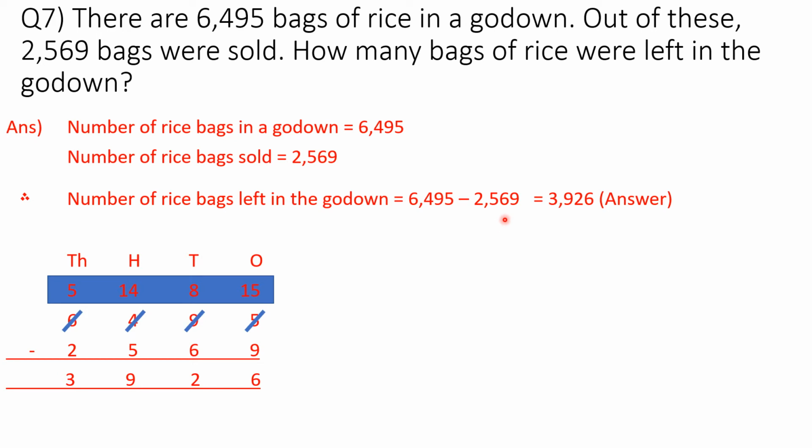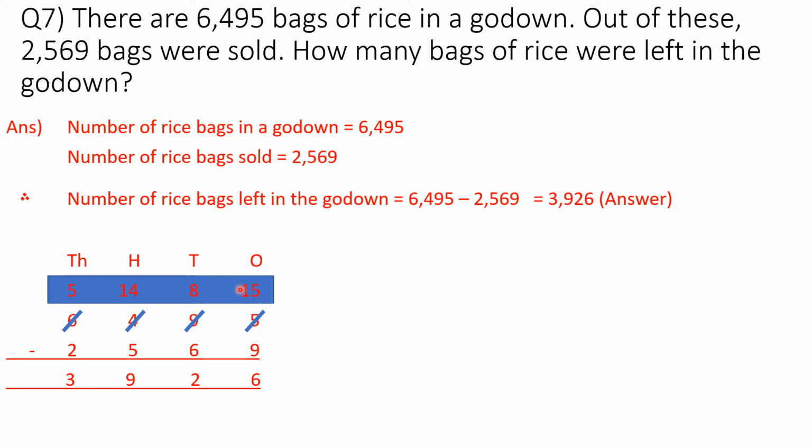Now write the next number 2,569. So write here 2,569. Let's start subtraction. Under the ones column, you need to subtract 9 from 5. It's not possible because 5 is smaller than 9.